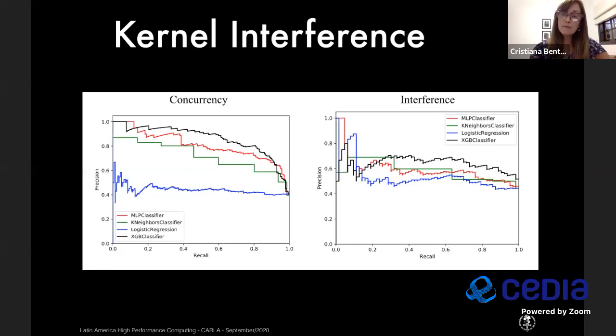These are the curves for the 4 machine learning techniques. The best one on both predictions was XGBoost, and XGBoost provided around 80% accuracy in predicting if the kernels will run concurrently. On the interference, we did a classification. We want to know if 2 kernels run together, if they will provide better execution time running together than alone, if it won't matter whether you run alone or not, or if they provide a slowdown when run together compared with running alone. In this classification, we had around 70% accuracy in the machine learning results.